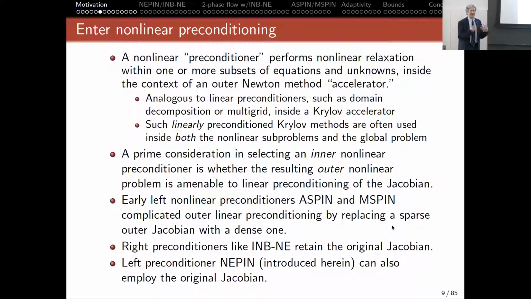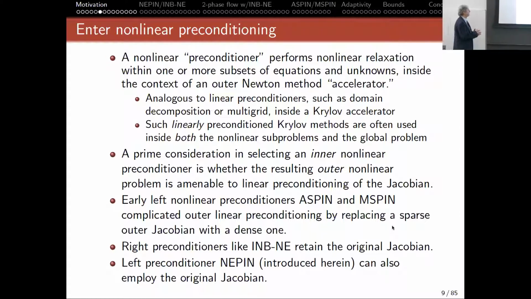So this is very analogous to the terminology of linear preconditioners with an accelerator, which in that case is Krylov. And indeed, the whole machinery of Newton-preconditioned Krylov is going to be re-employed in this context at the outer level as normal, and then within the individual subcomponent solves as well. And the prime consideration in selecting the inner nonlinear preconditioning is ultimately how well can the outer method still be preconditioned on its own terms.